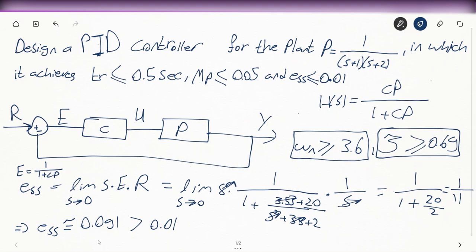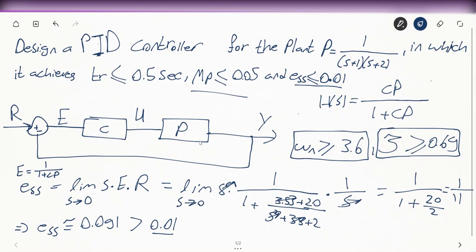Since this is not zero, the condition is not satisfied. We might actually achieve it with very high controller gains, maybe proportional gains. But this will cause a lot of inconvenience when it comes to achieving the second condition of the maximum overshoot. So instead of doing this, we introduce the integral action to the system, which is the I in the PID controller. The integral action actually gets rid of the steady state error. It almost zeroes the steady state error.